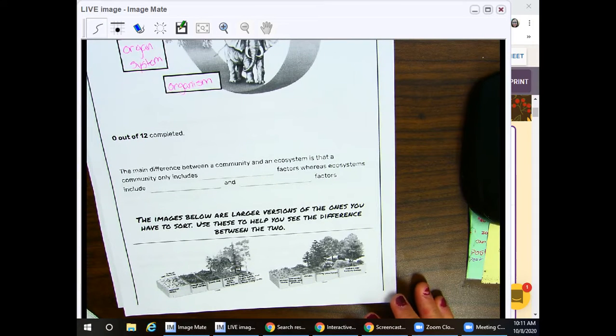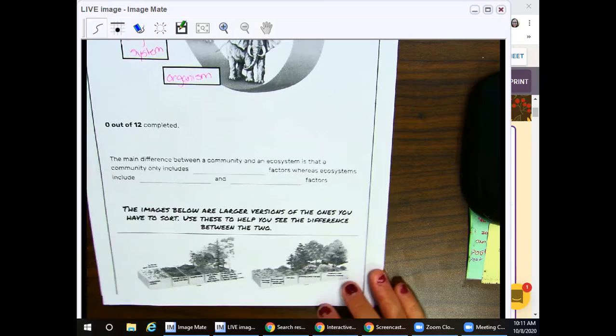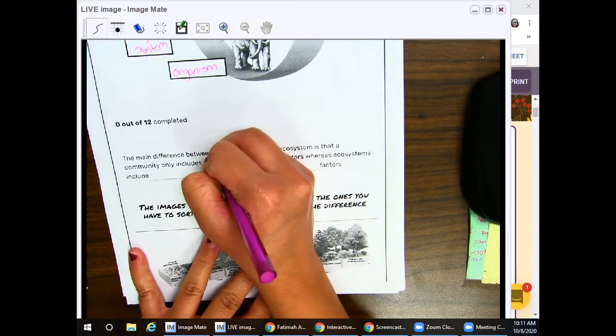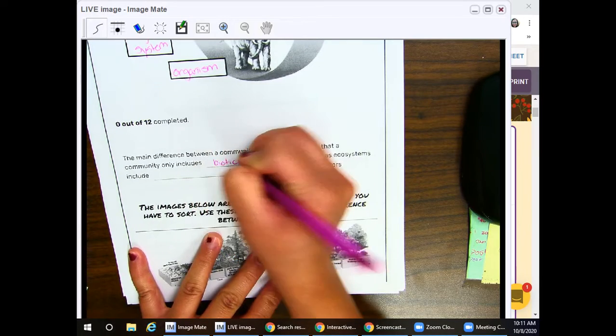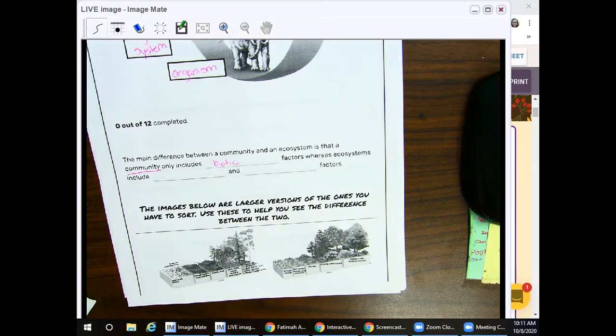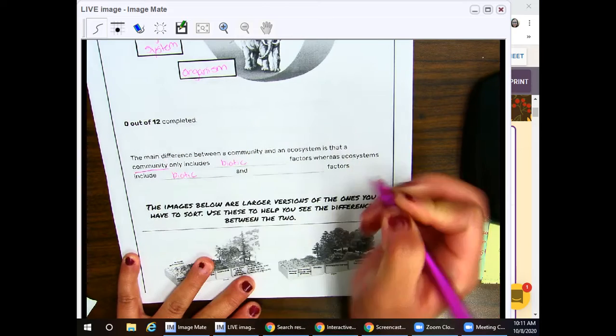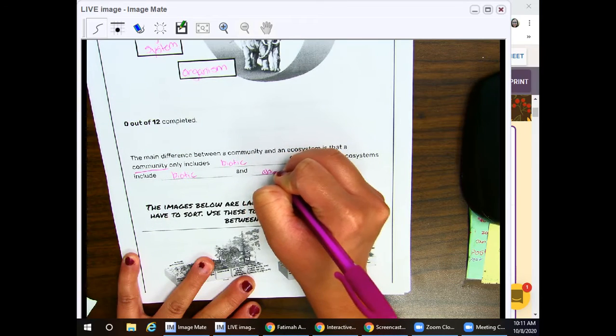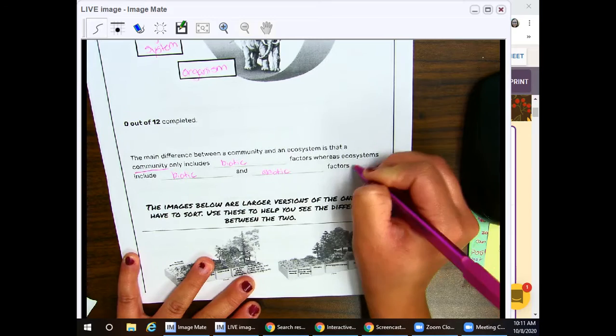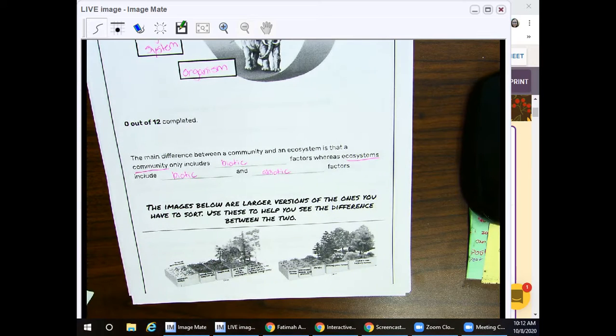The main difference between a community and an ecosystem is that a community only includes biotic factors. So a community is only things that are living. And an ecosystem is going to include biotic and abiotic. So everything that's alive and not alive is included in an ecosystem.